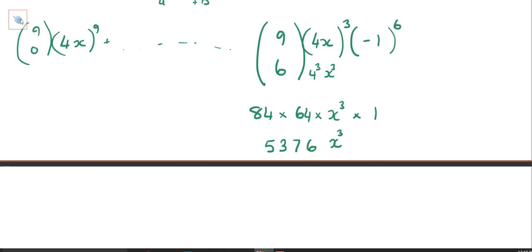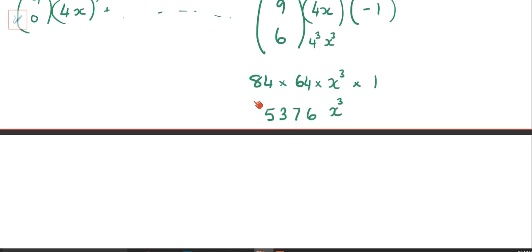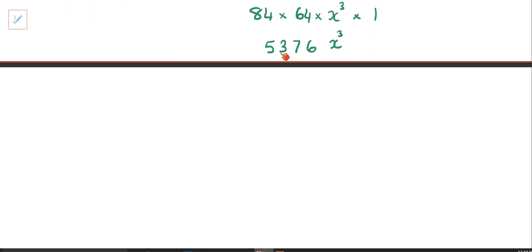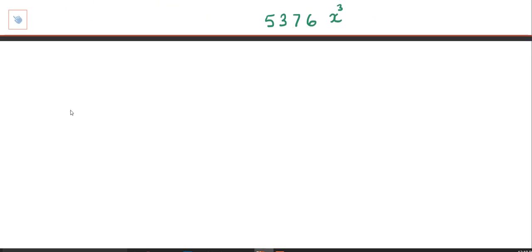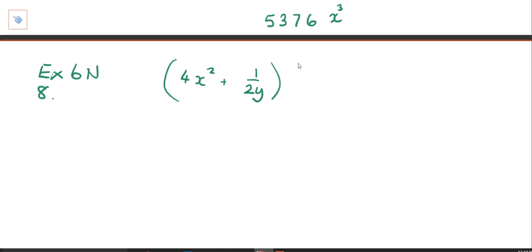So I just want to ask you a question to see whether you understand that. I'm going back up to exercise 6n, alright? And I'm looking at question 8, and it is 4x squared plus 1 over 2y, all to the power of 3. Now, it's asking you to do the whole expansion.